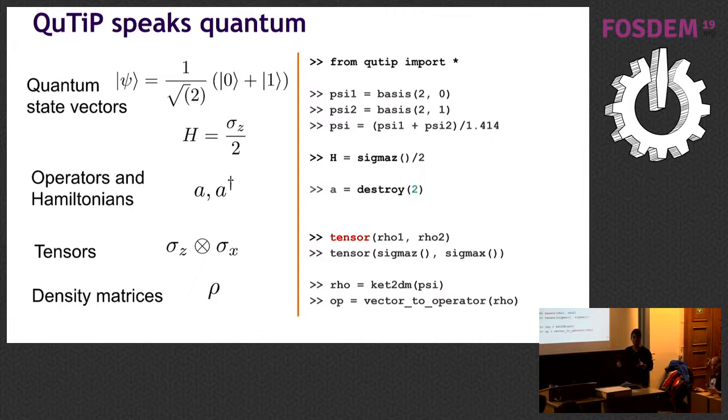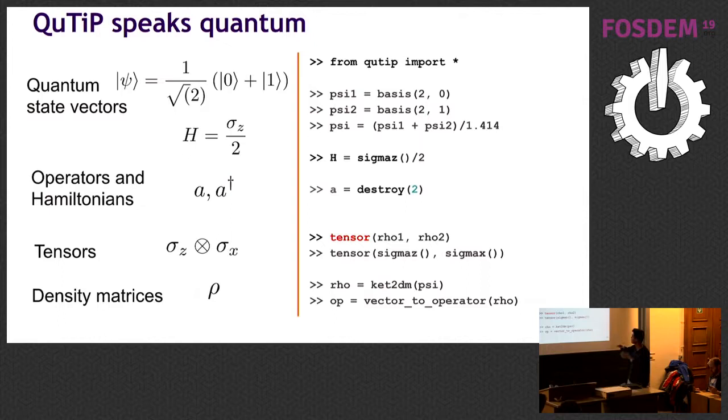So you can build up a state vector with which you can describe quantum systems. You can build up operators which act on these state vectors and change them in some way. You can even build up higher order tensors, density matrices, and work with them. And the code to do it is simple. You import all the functions and you just declare your objects, which can be a Hamiltonian, a destruction operator. You can make tensors between different objects.